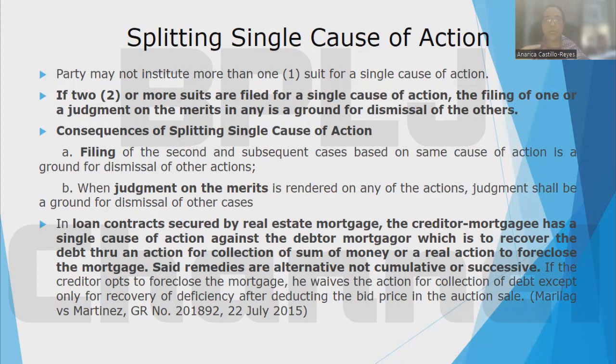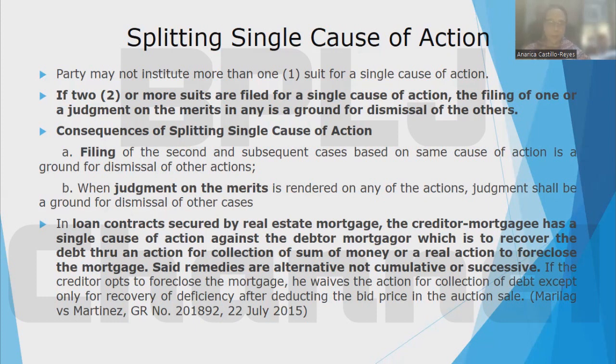And what is that? He can choose either to foreclose the mortgage or to file a case for collection of sum of money. He cannot institute both, because there is only one cause of action. If he files a foreclosure case, then the proceeds of the foreclosure sale will be the one used to pay off the loan. If he files a collection case, he can no longer foreclose the mortgage.